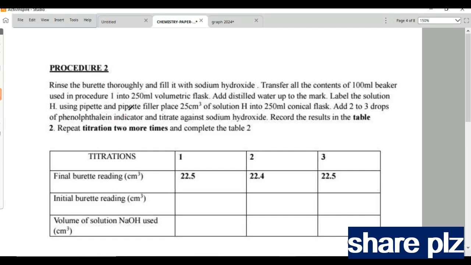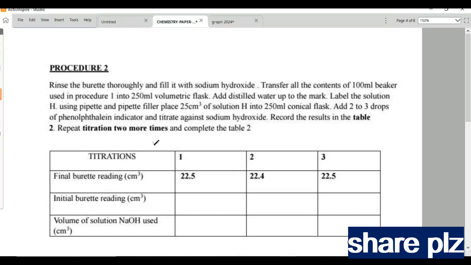Using the pipette and the pipette filler, place 25 cm³ of solution H into a 250 cm³ conical flask. Add 2 to 3 drops of phenolphthalein indicator and titrate again against sodium hydroxide. Record the results in table 2. Repeat the titration 2 times to complete the table.